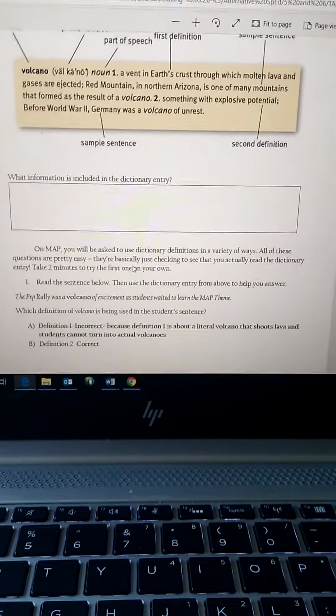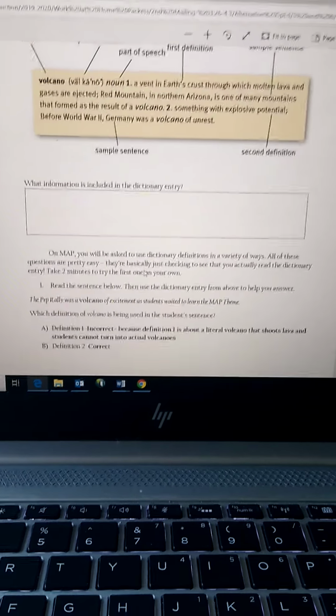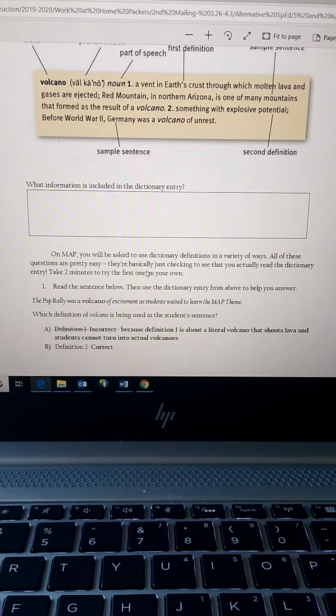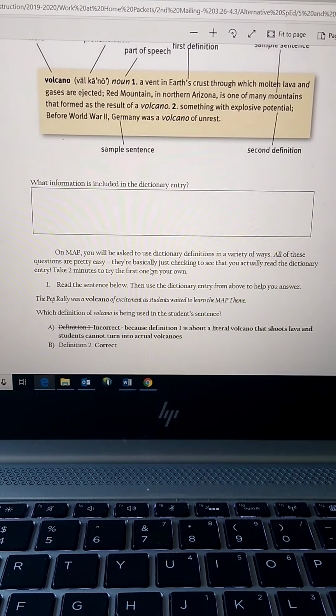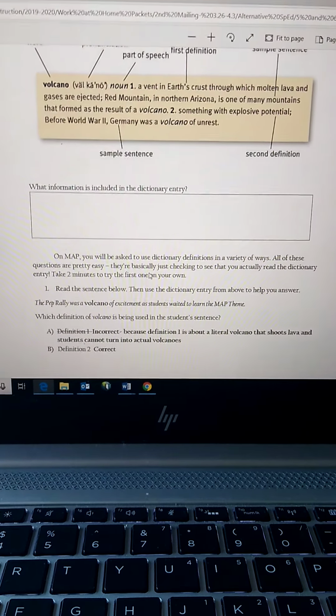On MAP, you will be asked to use dictionary definitions in a variety of ways. All of these questions are pretty easy. They're basically just checking to see that you actually read the dictionary entry. Take 2 minutes to try the first one on your own.